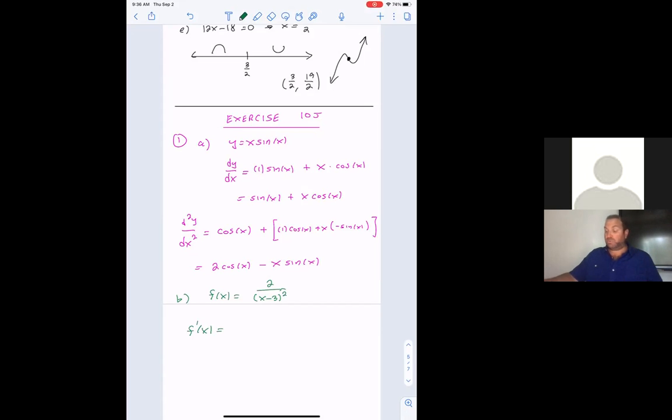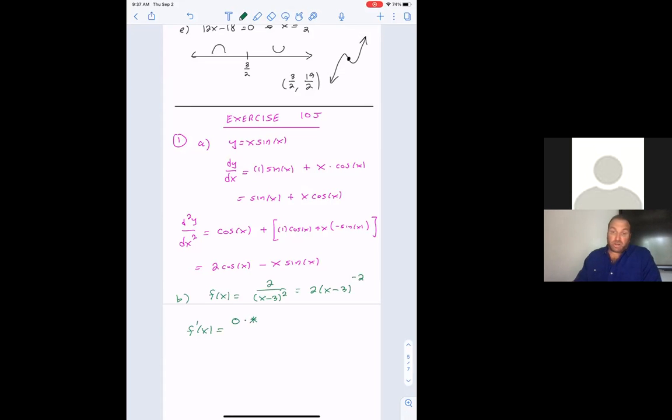But what I would do, just to let you know, is I would rewrite it as 2 times x minus 3 to the negative 2 power, and then use the chain rather than the quotient. But I'll use the quotient anyways. Derivative of the top, 2 is a constant. The derivative of a constant is always 0. So 0 times the bottom, which is x minus 3 squared. Quite often in math, what you'll see is something like 0 times a star.